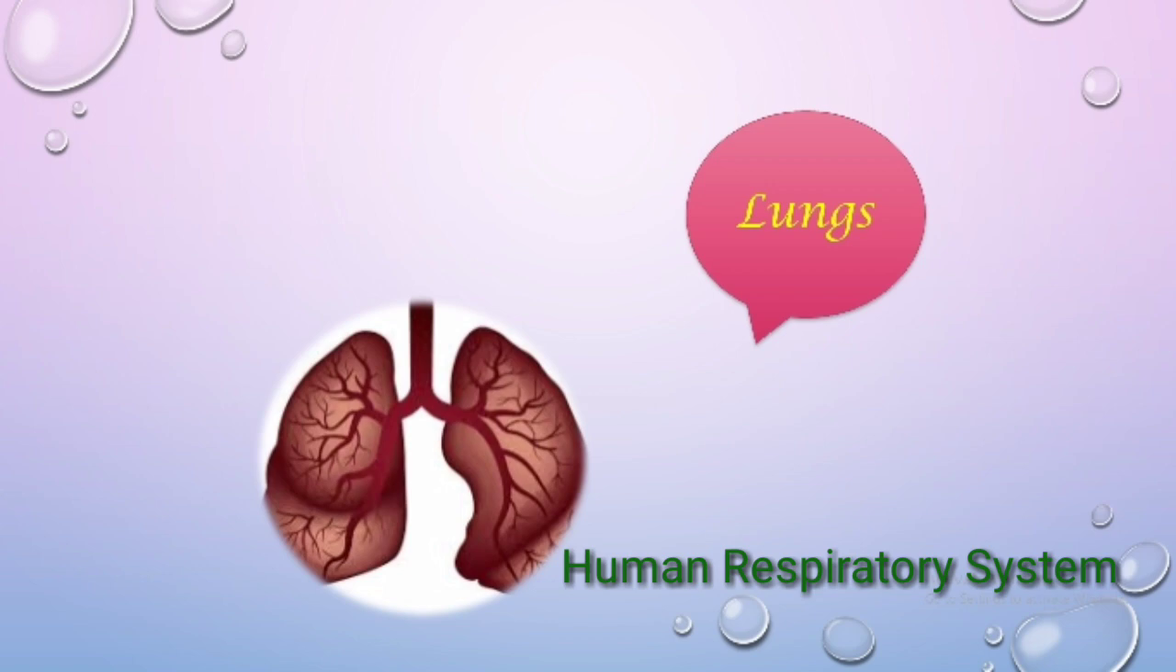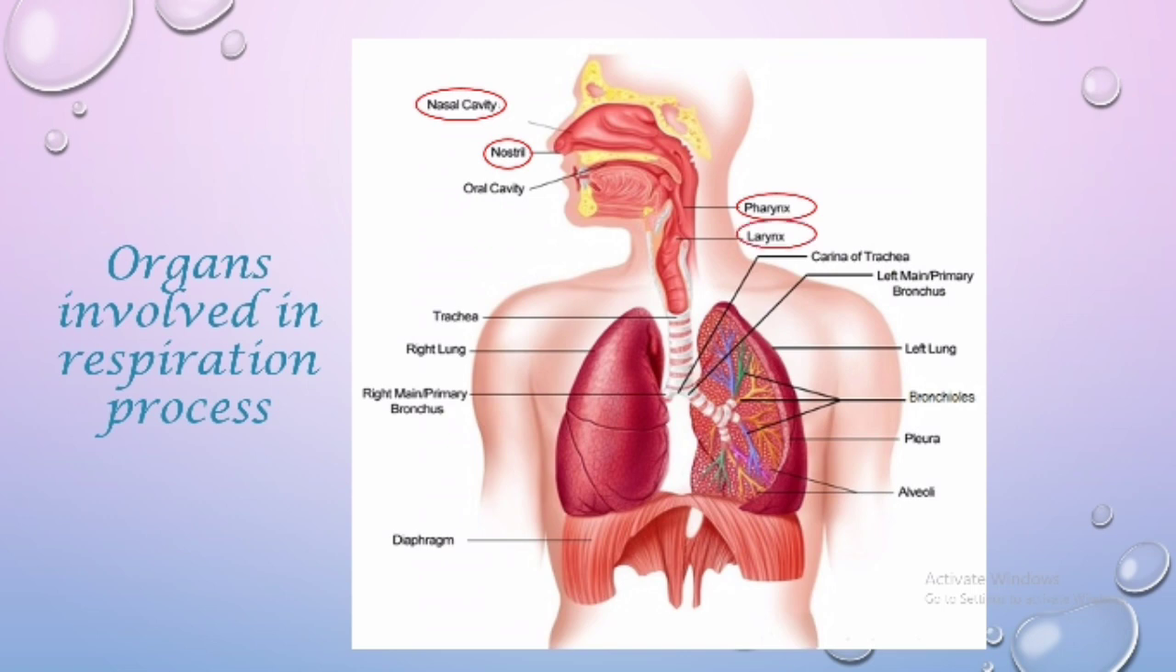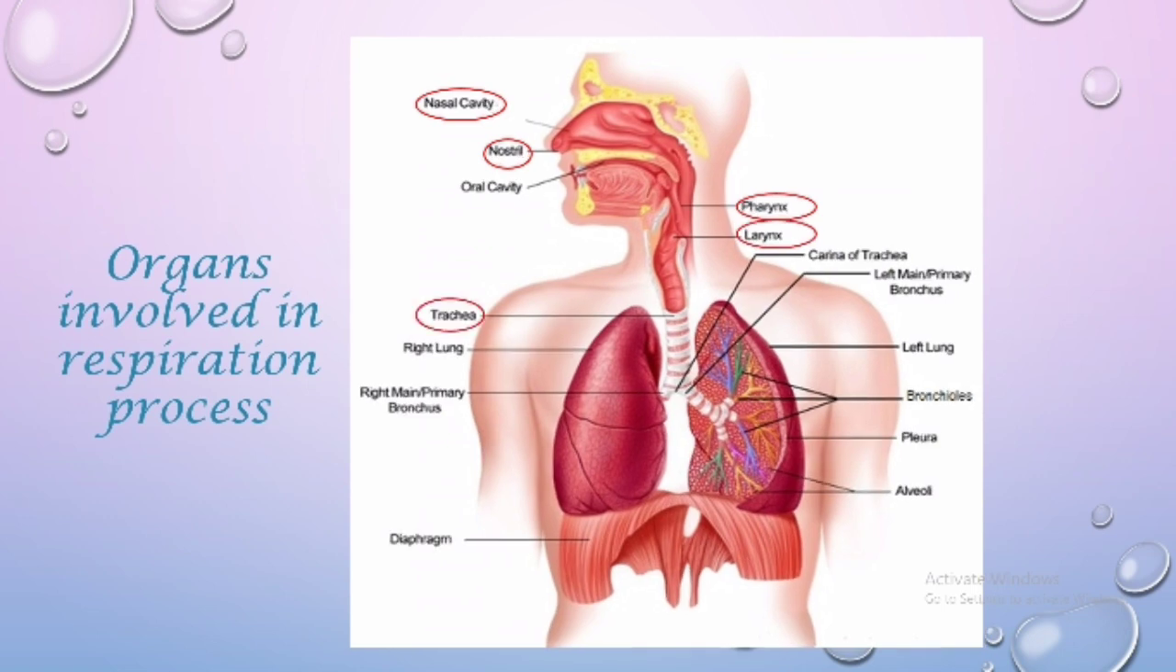Let's learn about human respiratory system. Organs involved in respiration process are nose, nasal cavity, pharynx, larynx, trachea, which further divides into two branch structures called bronchus. Bronchus opens into right and the left lung respectively. The bronchus is divided into many branch-like structures called bronchioles. These bronchioles end up with air sac-like structure called alveoli.